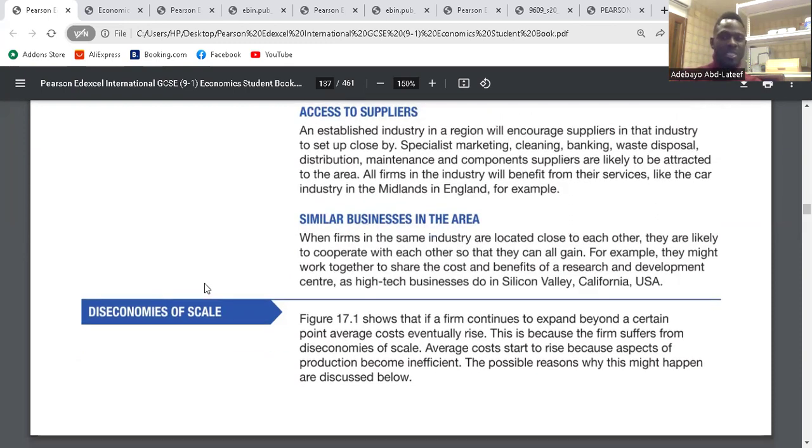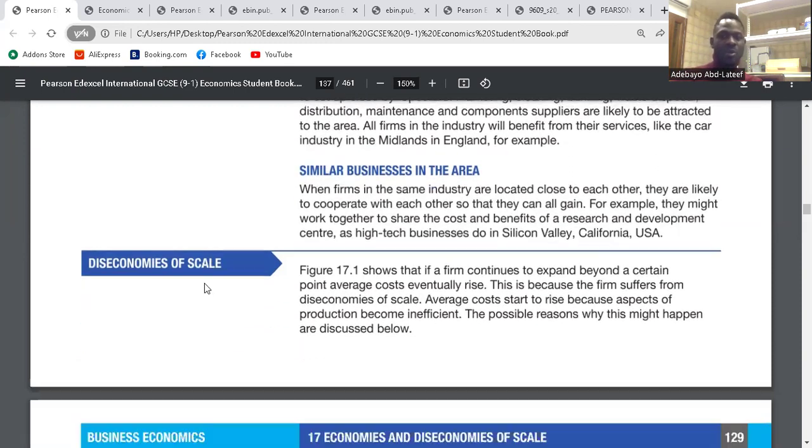That's the third one. The fourth one, similar businesses in the area. When firms in the same industry are located close to each other, they're likely to cooperate with each other so that they can all gain. Here we could talk about how they could spend on research and development. All the schools do meetings. As a result of their meeting, they were able to come up with the Ministry of Education examination, which is a gain for them. So schools can come together for their own benefits. Unlike if there is just one school available, what can it do? Do you get the point?